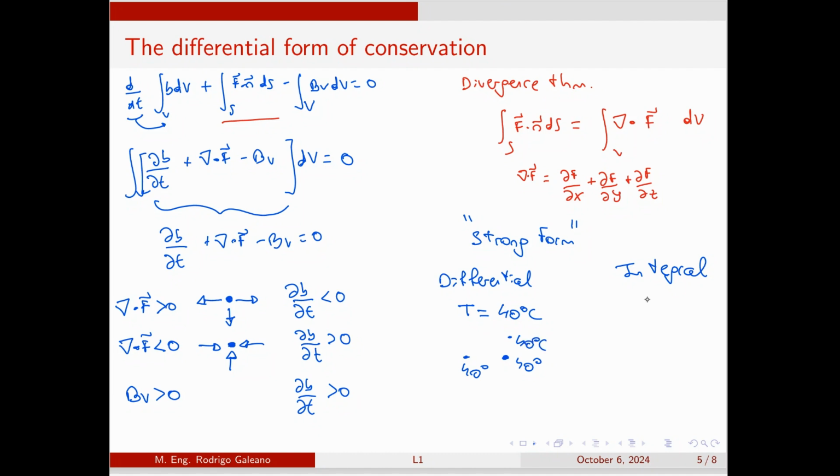Now, the integral form of conservation tells us just the average temperature. If I say that the average temperature in a volume is 40, then at this point it may be 41. At this point, it may be 40. At this other point, maybe 39. But when you average all the temperatures out, you obtain 40 degrees. So that's what the integral form of conservation says. So as we can see, the differential form is way stronger. It's more rigorous. And a solution of the differential form is necessarily a solution of the integral form of conservation. But a solution of the integral form doesn't really need to be a solution of the differential form. But we use both equations to solve problems. One may be more convenient than the other depending on the problem.